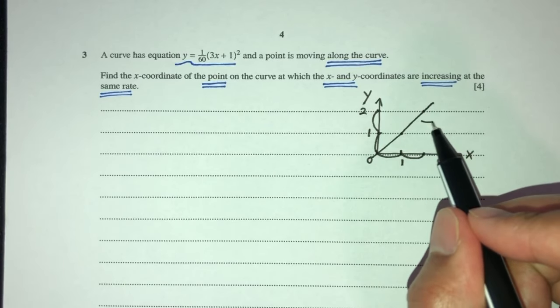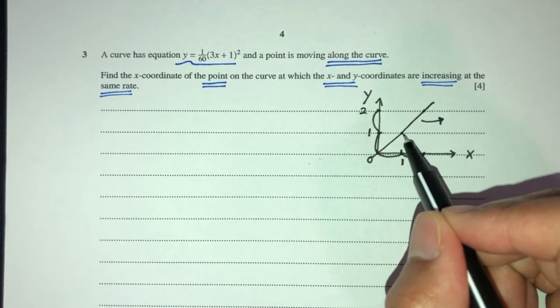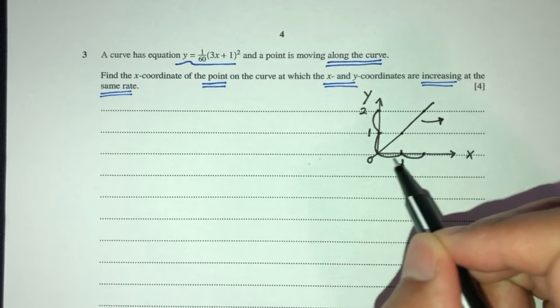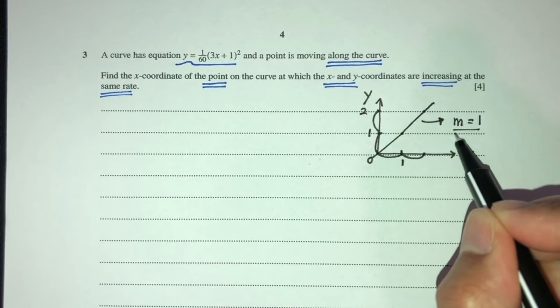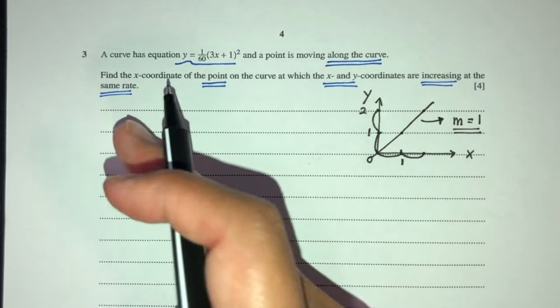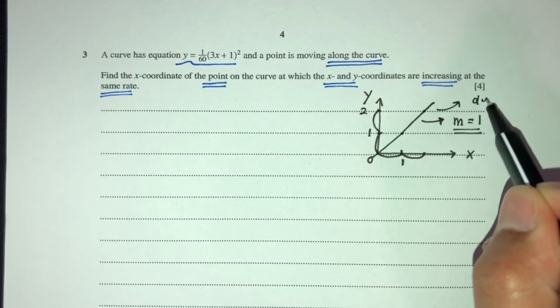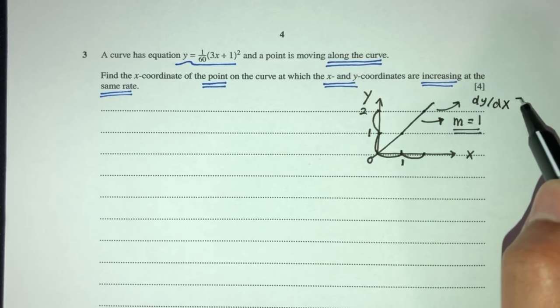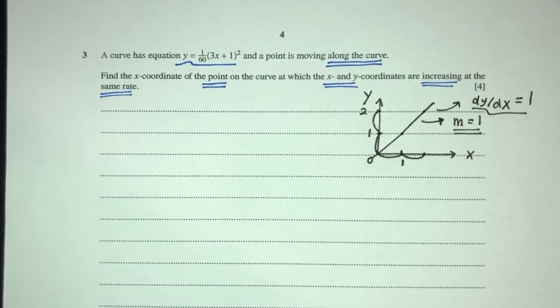Now, what is the gradient of this direction? Pretty simple. It is a straight line, right? We use the height over the base, so 1 over 1. The gradient of this line will be the value of 1, which means if x is increasing at the same rate as y, we understand at that point dy by dx, which is the gradient, has to be the value of 1. So using this knowledge right here, we have to solve for that point.